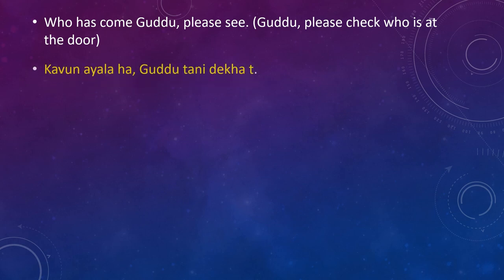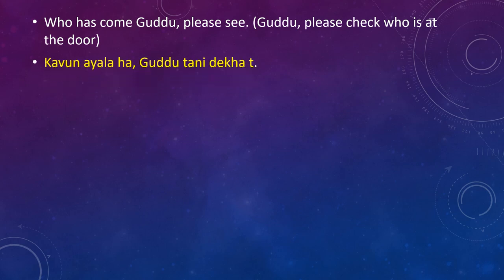Okay, so, kaun ailha, Gudu, tani dekha ta? Kaun ailha, who has come? Gudu, that's the name of a child. Tani dekha ta, just check it out or please see. Kaun ailha, Gudu, tani dekha ta? So get the correct pronunciation. Words are not important for any language. Along with the words, you have to know how to pronounce it properly. Kaun ailha, Gudu, tani dekha ta?